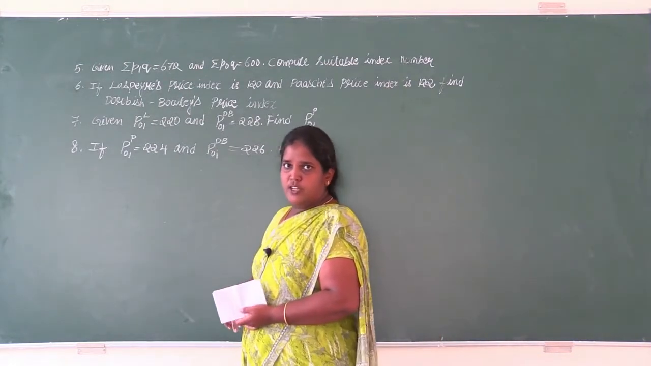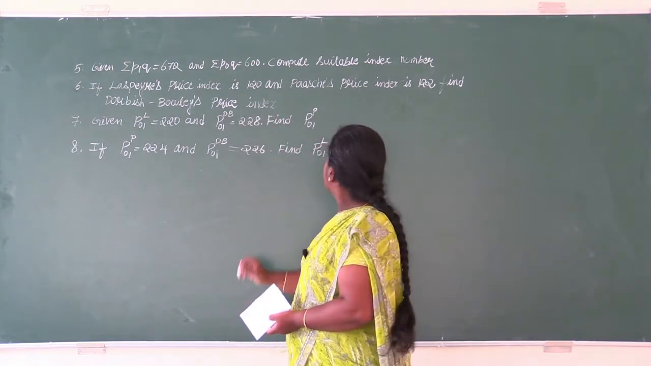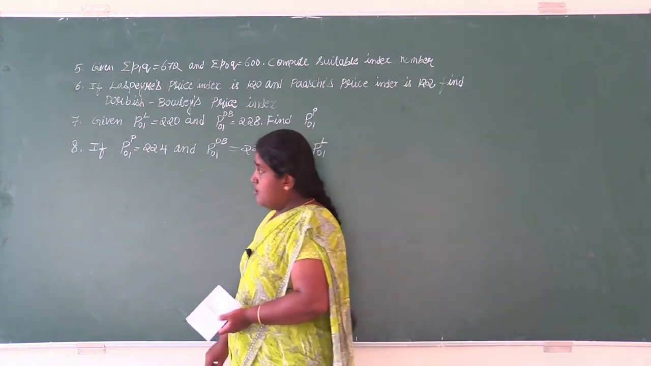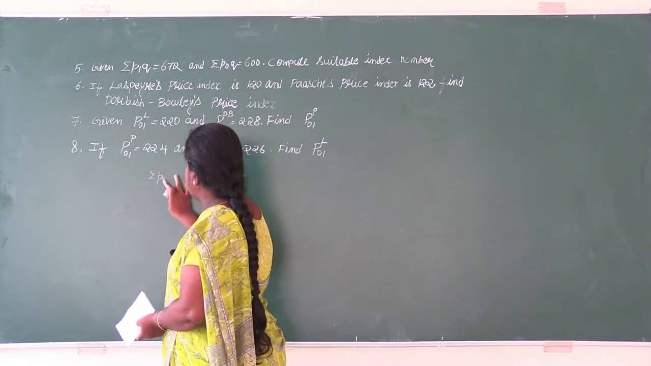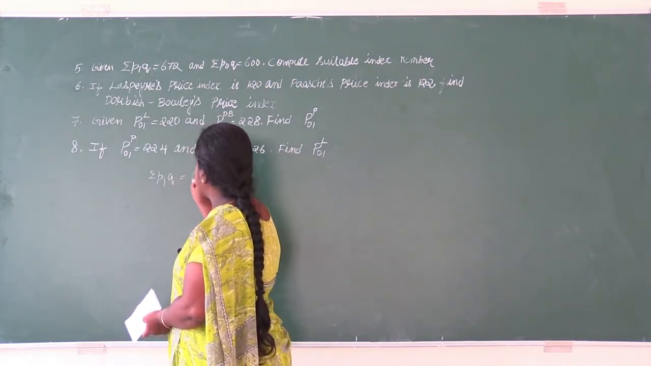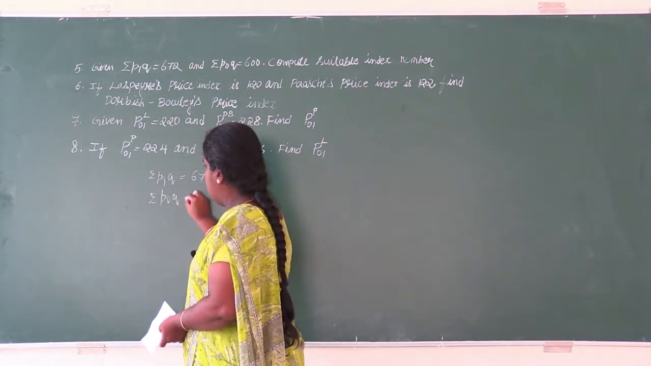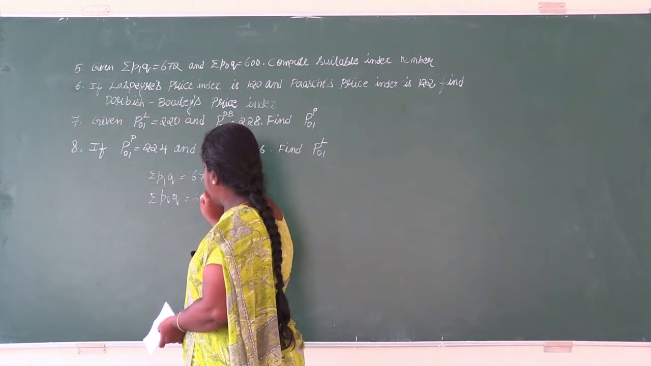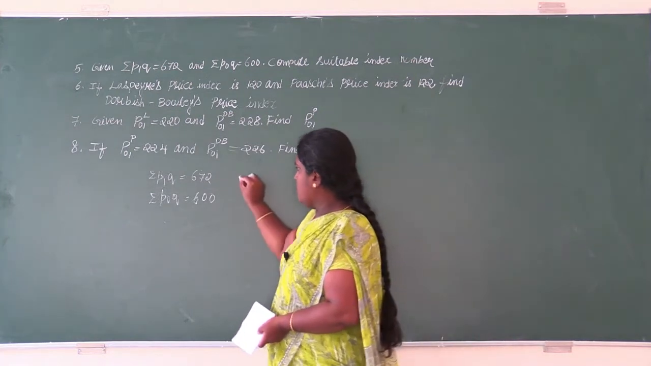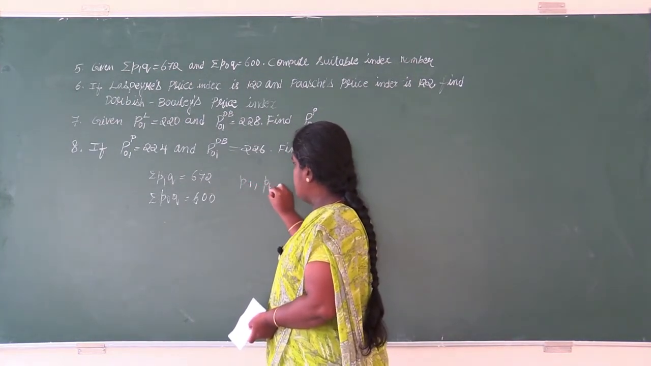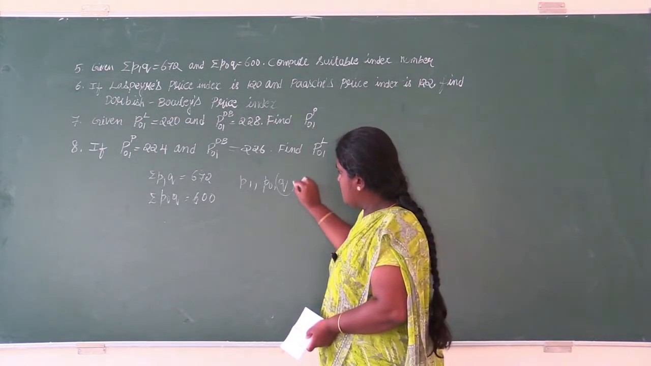Given sigma P1Q equals 672 and sigma P0Q equals 600, compute suitable index number. So which is common in this? First I'll write what is given. Sigma P1Q is 672. Sigma P0Q is 600. See it individually. What are the values they have given? They have given P1, P0 and Q. The common element in both is the quantity.